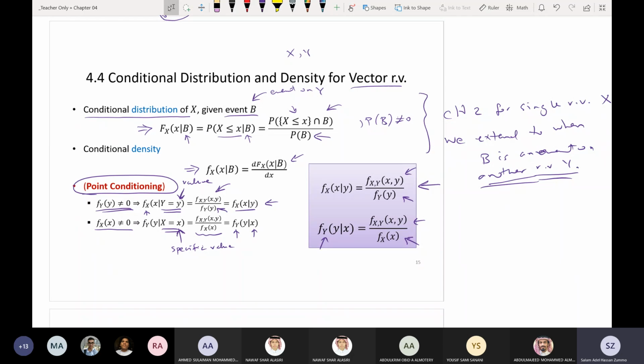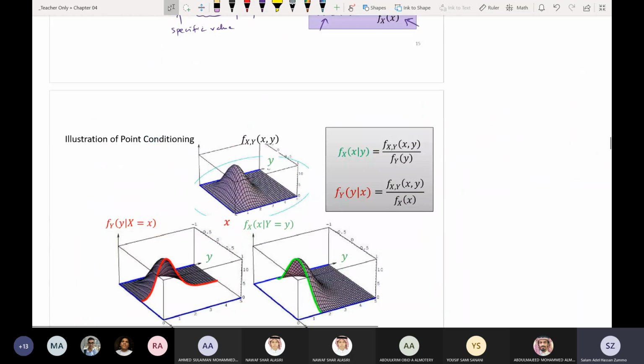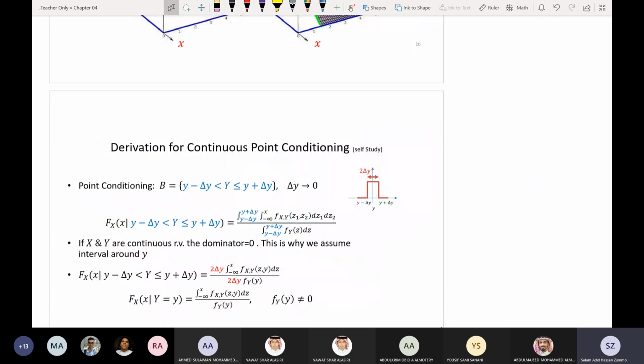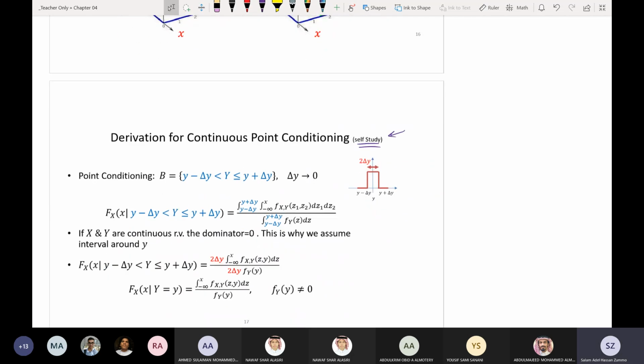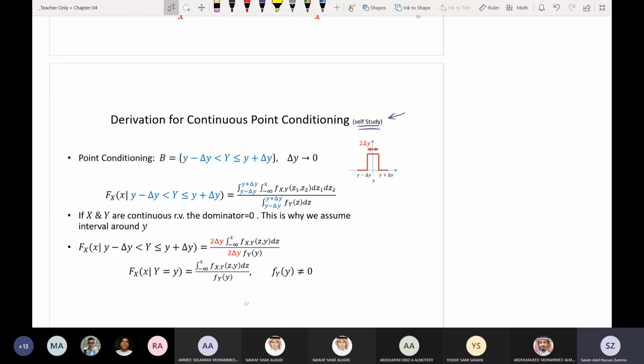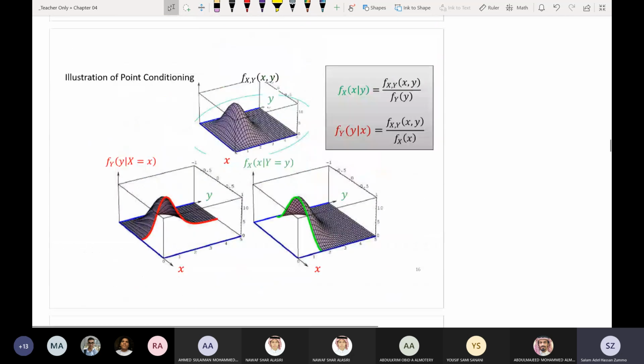We'll give examples in a minute, but this is basically the way we do it. There is a derivation given in this slide, but this is self-study. We will not go through it because there is some math here that we will not cover. Those of you who are interested can go through this slide and the material in the textbook for more details of why.